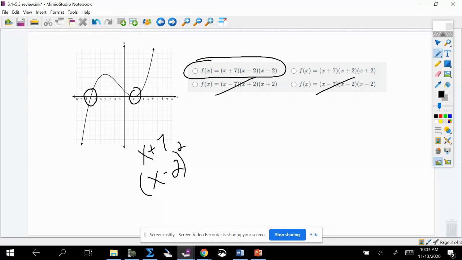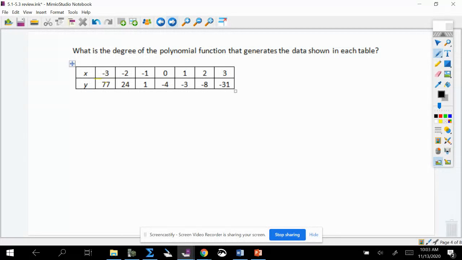So another visual one. This is something else we did in 5.1. We called it finite differences. We had to figure out what degree your polynomial would be based on checking the difference between terms. So you're going to subtract your y minus your y next to it. So you do this one minus this one, or you could do it in your head. So let's see, to go from 77 to 24, we go down 53. To go from 24 to 1, we go down 23. To go from 1 to -4, we go down 5.